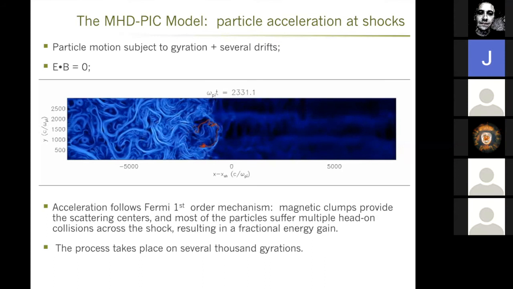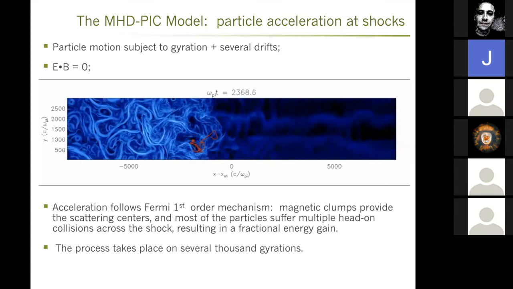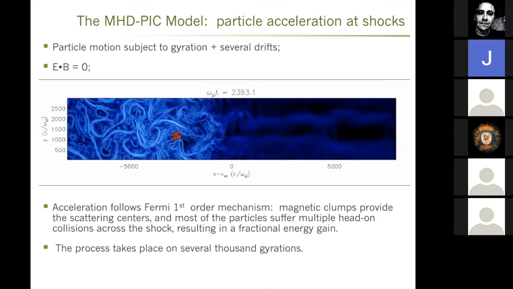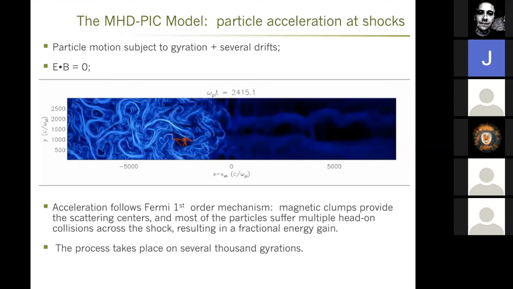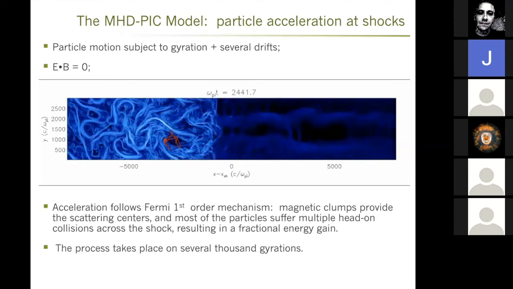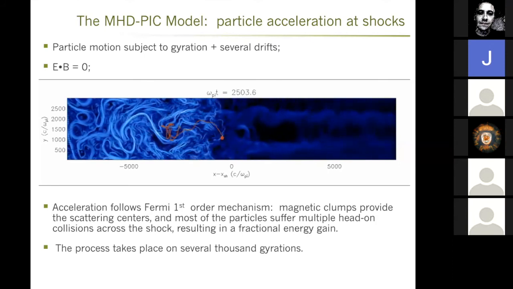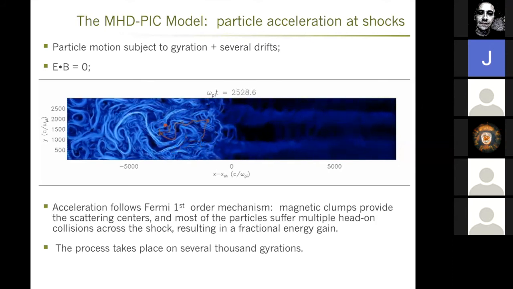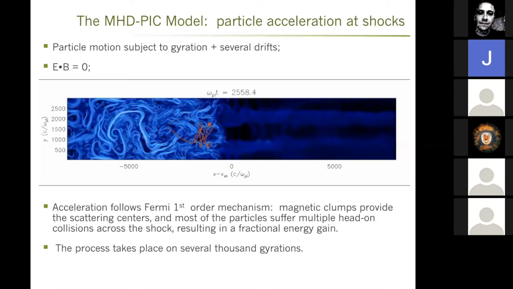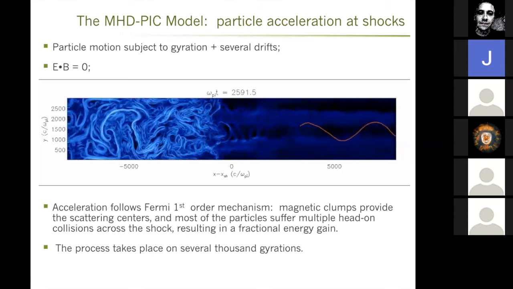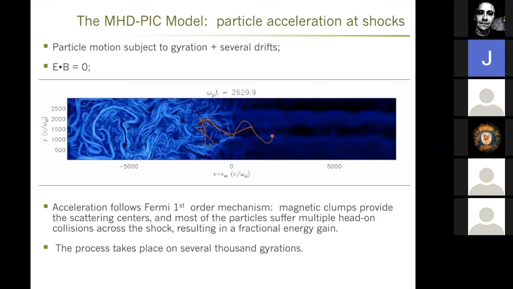As you can see, the particle is being scattered and is changing color gradually, meaning that the energy is increasing. Usually this is a stochastic process because the particle gains energy at each encounter, but it always gains, and that's why we call that Fermi first order mechanism. Don't worry, we'll come back to it.